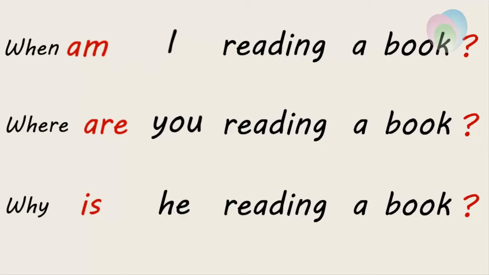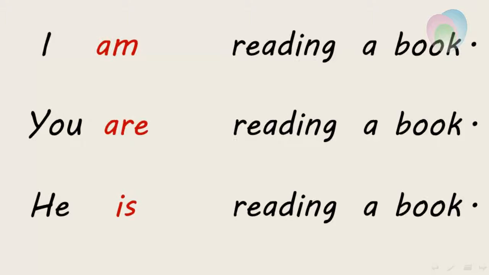Now the same is true for the WH questions or information questions. When am I reading a book? Where are you reading a book? Why is he reading a book? The negative not also attaches to the auxiliary verb. I am not reading a book.